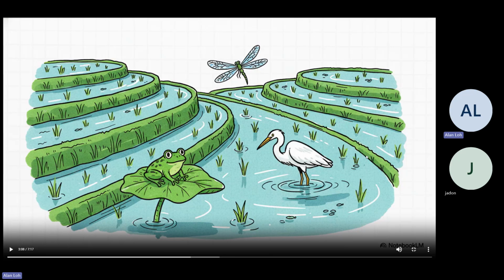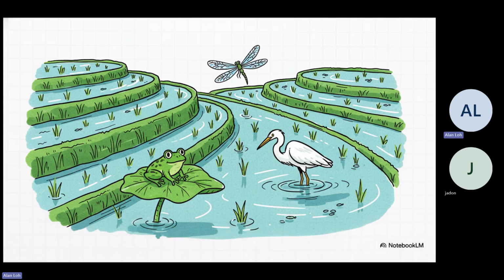Okay? It's its own little world, supporting algae, insects, frogs, and birds that have all adapted to this man-made wetland. So ecosystems are all about balance.